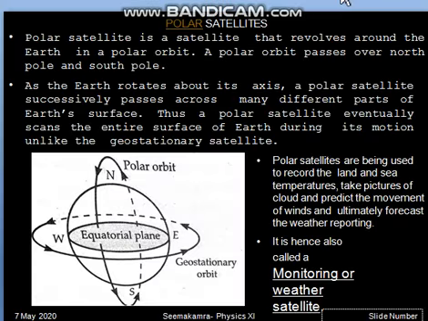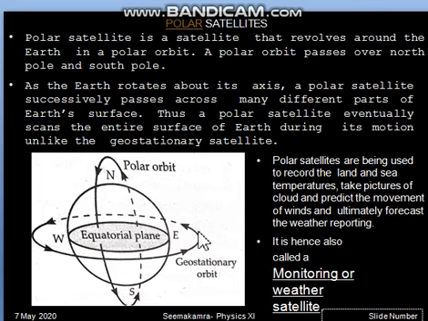Good morning, students. Today we will understand the second type of satellite, that is polar satellite. In our last video, we understood the first kind of satellite, that was geostationary satellite. Now let us discuss the differences between both of them. So let us see this diagram to understand the differences.